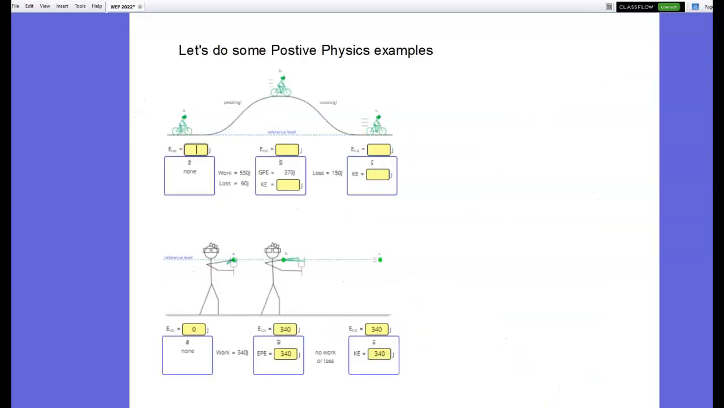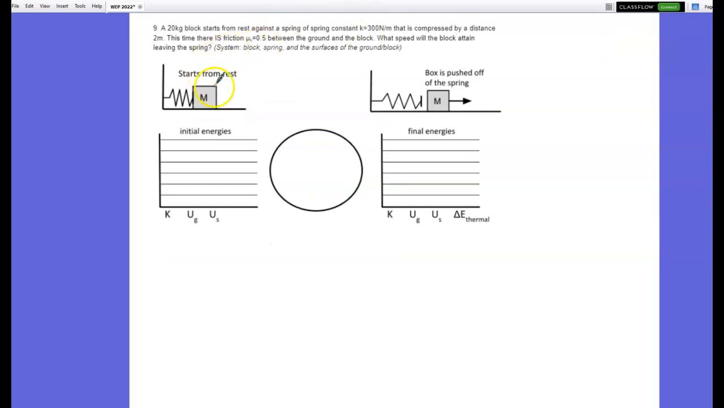I'm going to do one more of these, and then we're going to start doing a little bit of positive physics. A 20 kilogram block starts at rest against a spring with spring constant k equals 300 newtons per meter. It's compressed. Okay, so it has been compressed by a distance of 2 meters to get it here. So work was done compressing that spring. There is friction, and the kinetic friction, this is the most complicated problem we've done and will do, is 0.5 between the ground and the block. What speed will the block have when it leaves the spring?